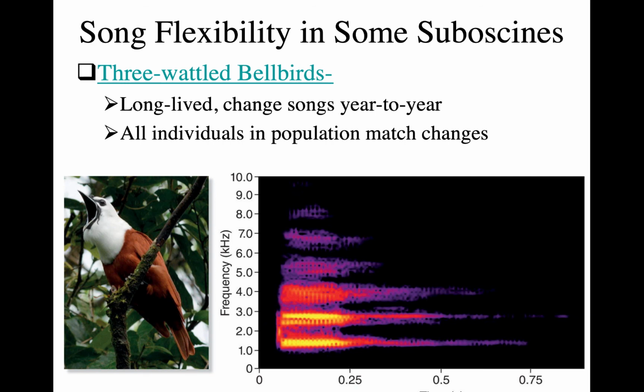What has been shown in this species is that they have these changes year to year. So it's almost like there are different trends or styles that occur in their song. And all of the individuals and populations tend to match one another year to year. And this is a song of the three-wattled bellbird.